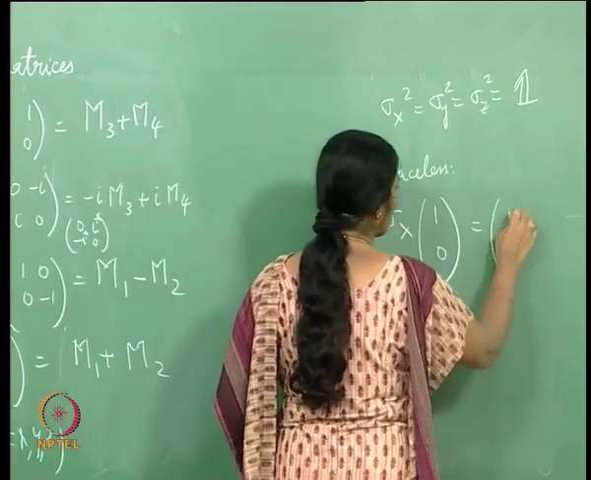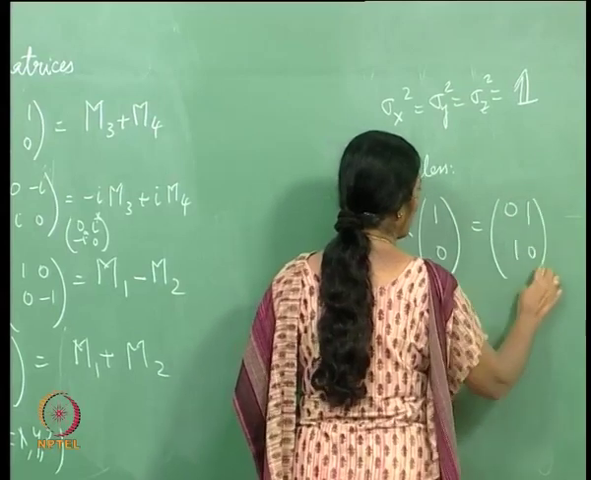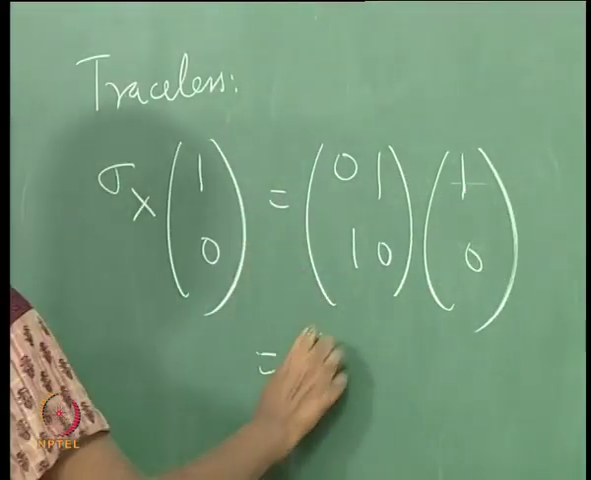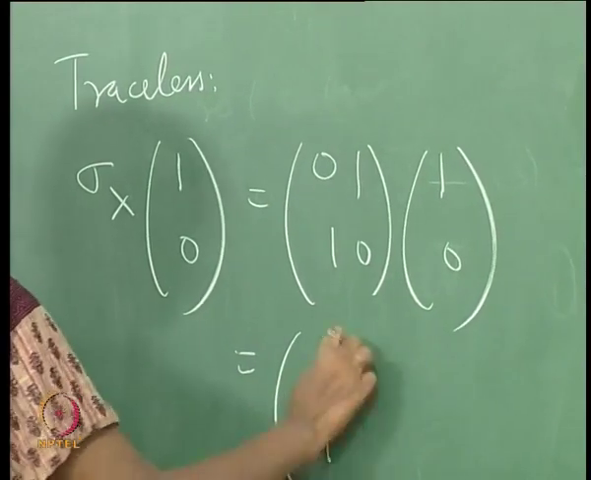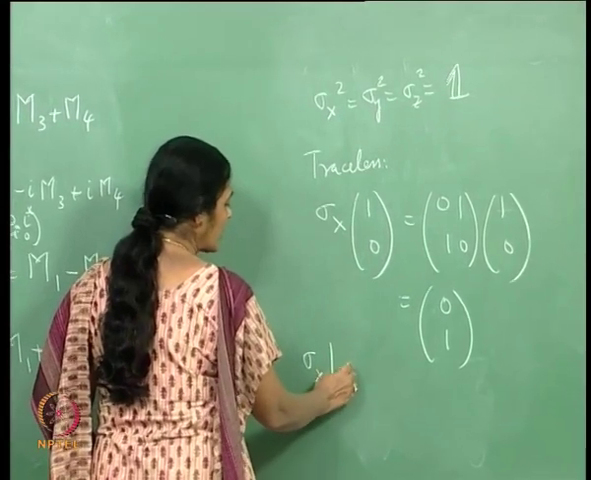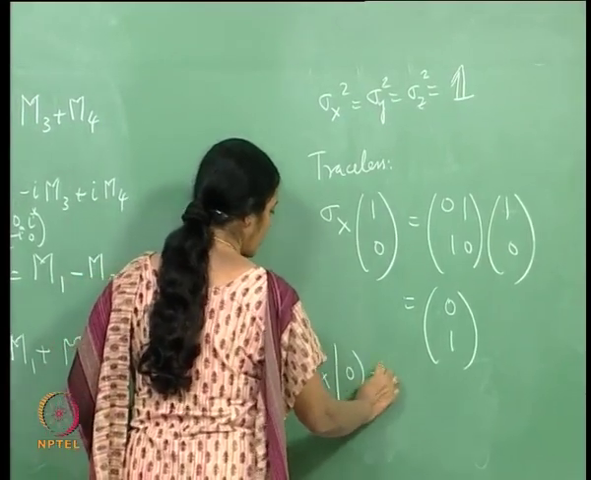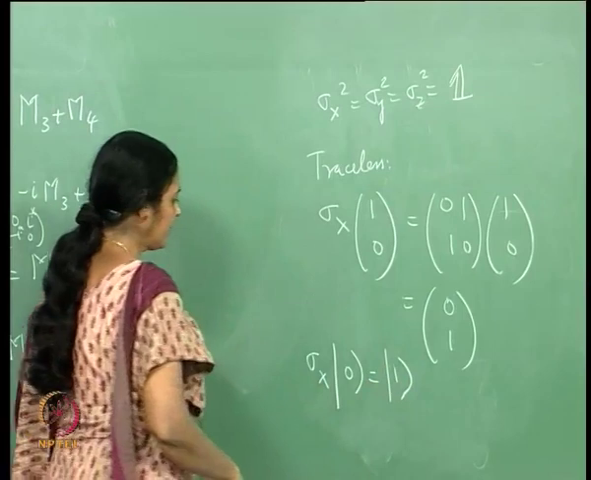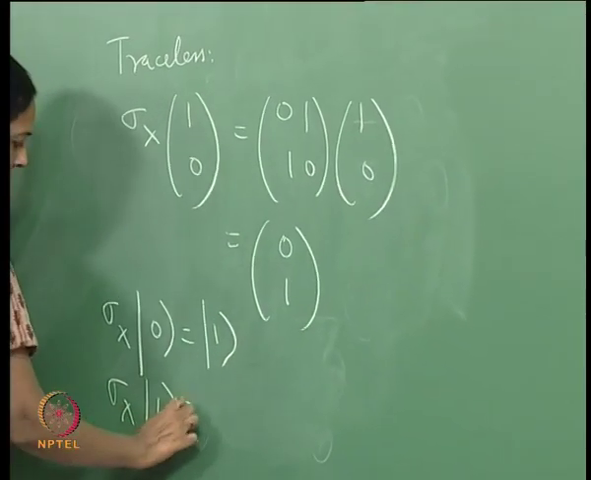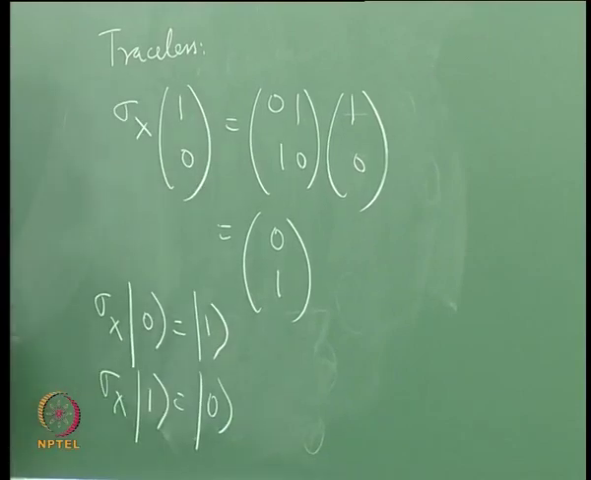Sigma X on (1, 0) is (0, 1), (1, 0) on (1, 0), and that's the same as (0, 1). So sigma X on the state ket 0 is ket 1. You can easily check that sigma X on the state ket 1 is ket 0.